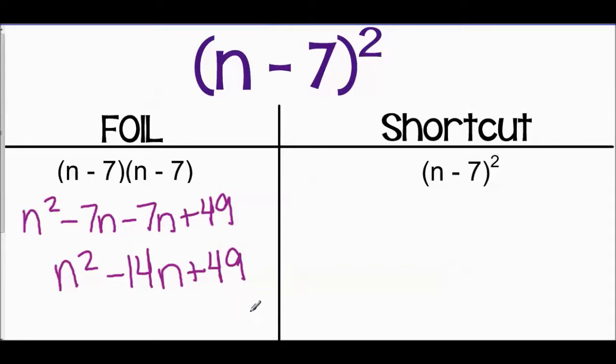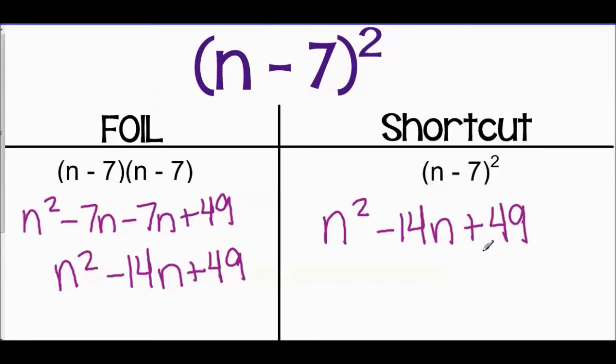Okay, let's apply the shortcut. The shortcut says I have the square of the first term, n squared. I have 2 times the first term and the second term. So 2 times n is 2n. 2n times negative 7 is negative 14n. And then I have the second term squared, negative 7 squared. Negative 7 times negative 7 is positive 49. So you can definitely see how this is a shortcut.